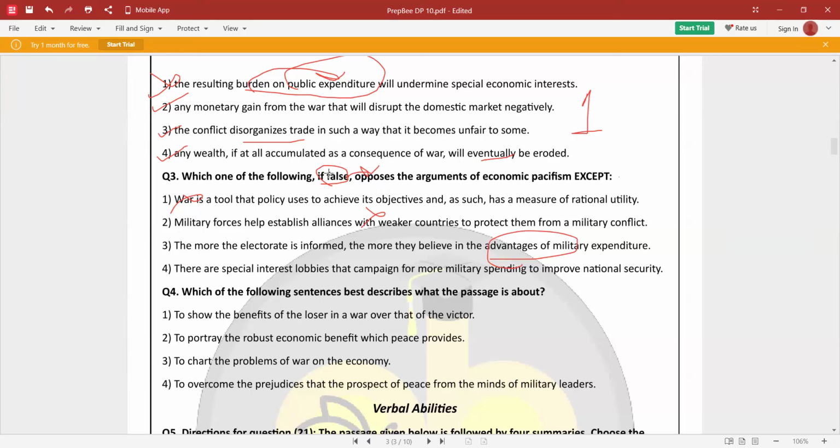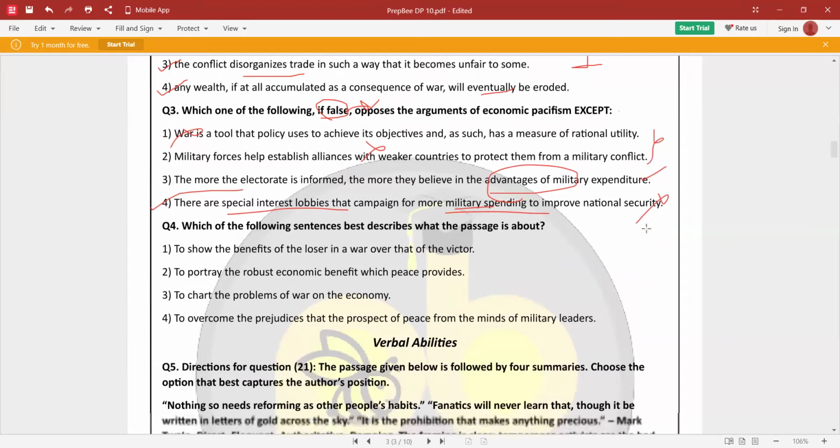This is also, again, if it is false, is it opposing the argument of this one? No. There are special interest lobbies that campaign for more military spending to improve national security. Now, this is opposing the arguments of economic pacifism. They are saying that the special interest lobbies are trying to spend more on military, which is not the main idea of your passage. This is very clearly the idea of the passage. Now, these are not given. These are some distortion of facts.